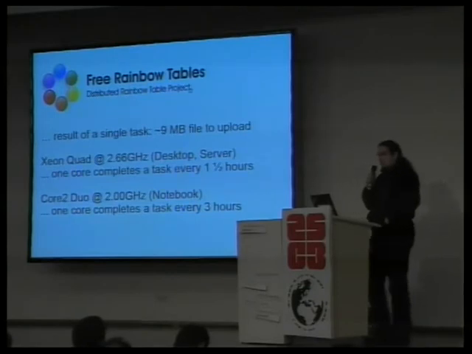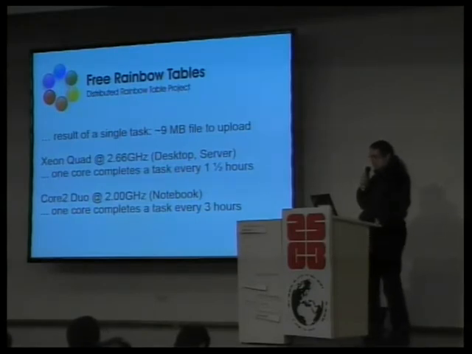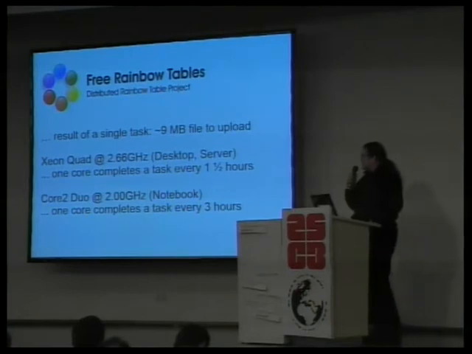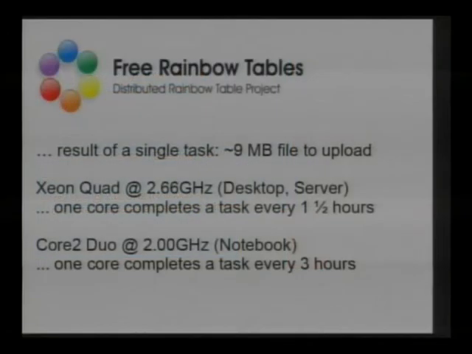Since we are talking about rainbow tables here, if you are wondering how much bandwidth you need, at the moment the result of a single task is a file about 9 megabytes large, and when it's finished you will have to upload that. As you see here, this quad core completes the task on one of its cores every 1.5 hours. A Core 2 Duo, which you might find in a notebook, will complete one on each core every 3 hours. And the EeePC that so many people seem to like, the basic model, I think takes about a day.